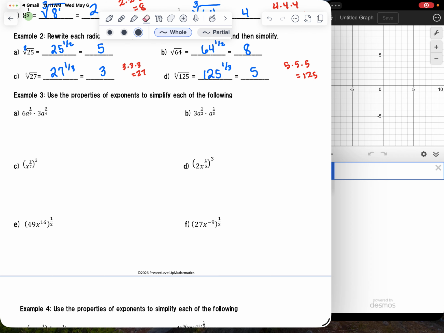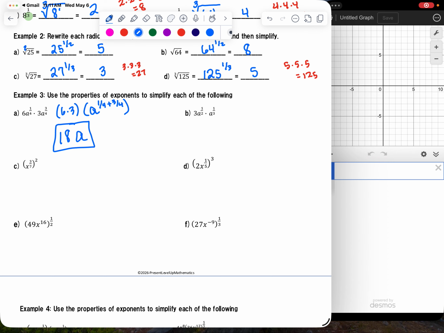So hopefully you remember that you're going to multiply the coefficients, 6 times 3, and then to multiply like bases, you simply add the exponents. So this would be a to the 1/4 plus 3/4. So 6 times 3 is 18, and 1/4 plus 3/4 is 4/4, which is just 1. So when it's to the 1 power, we don't have to write the 1. So this would simply simplify to 18a.